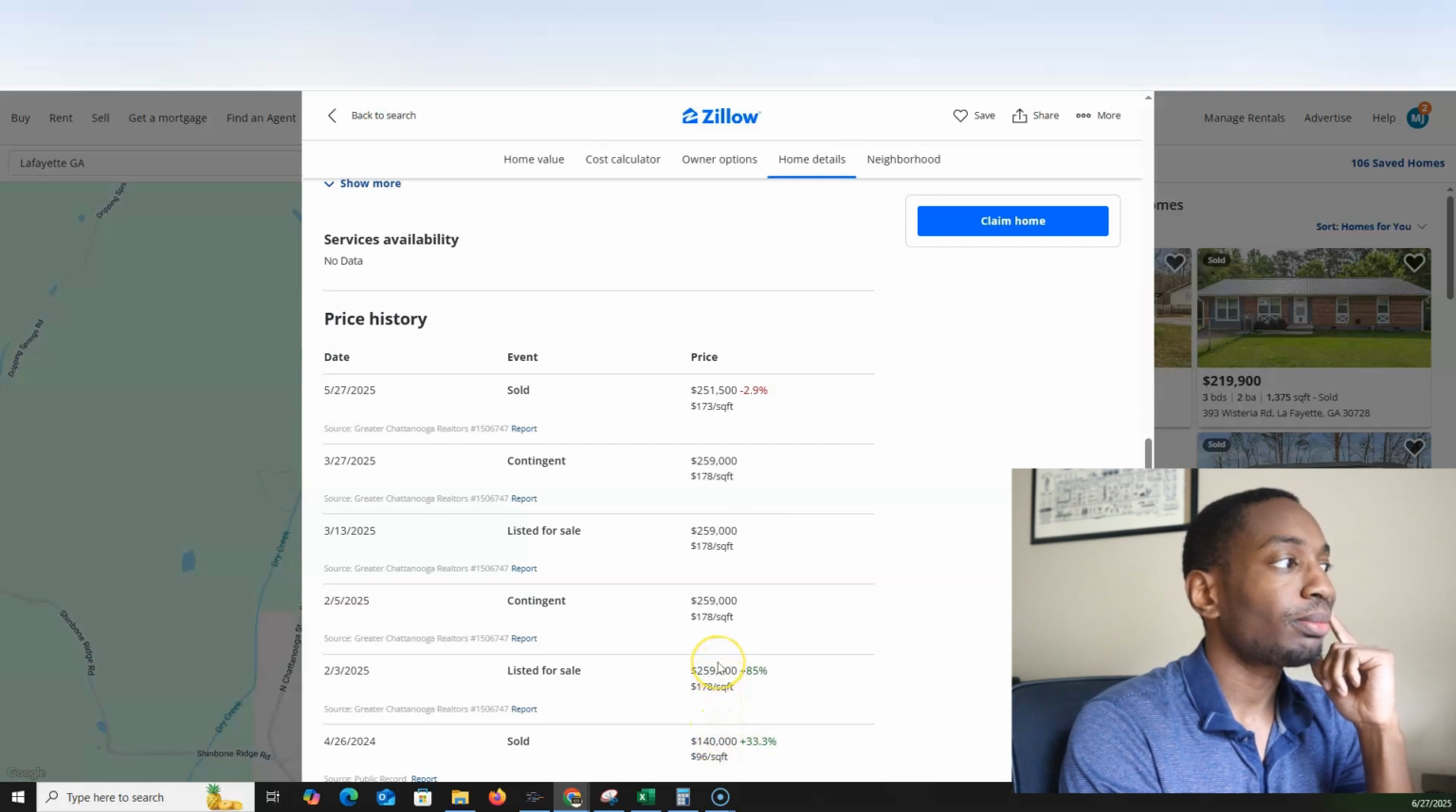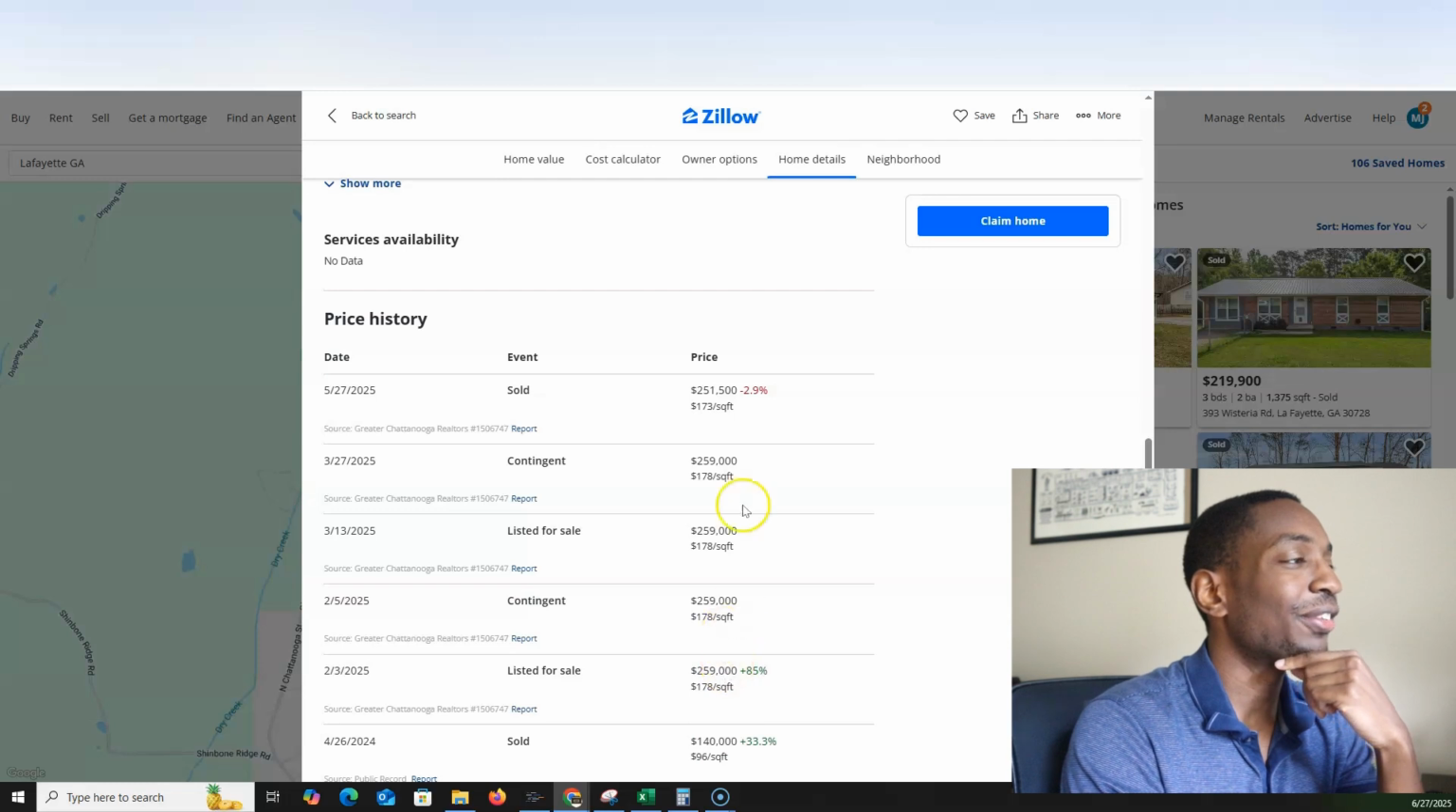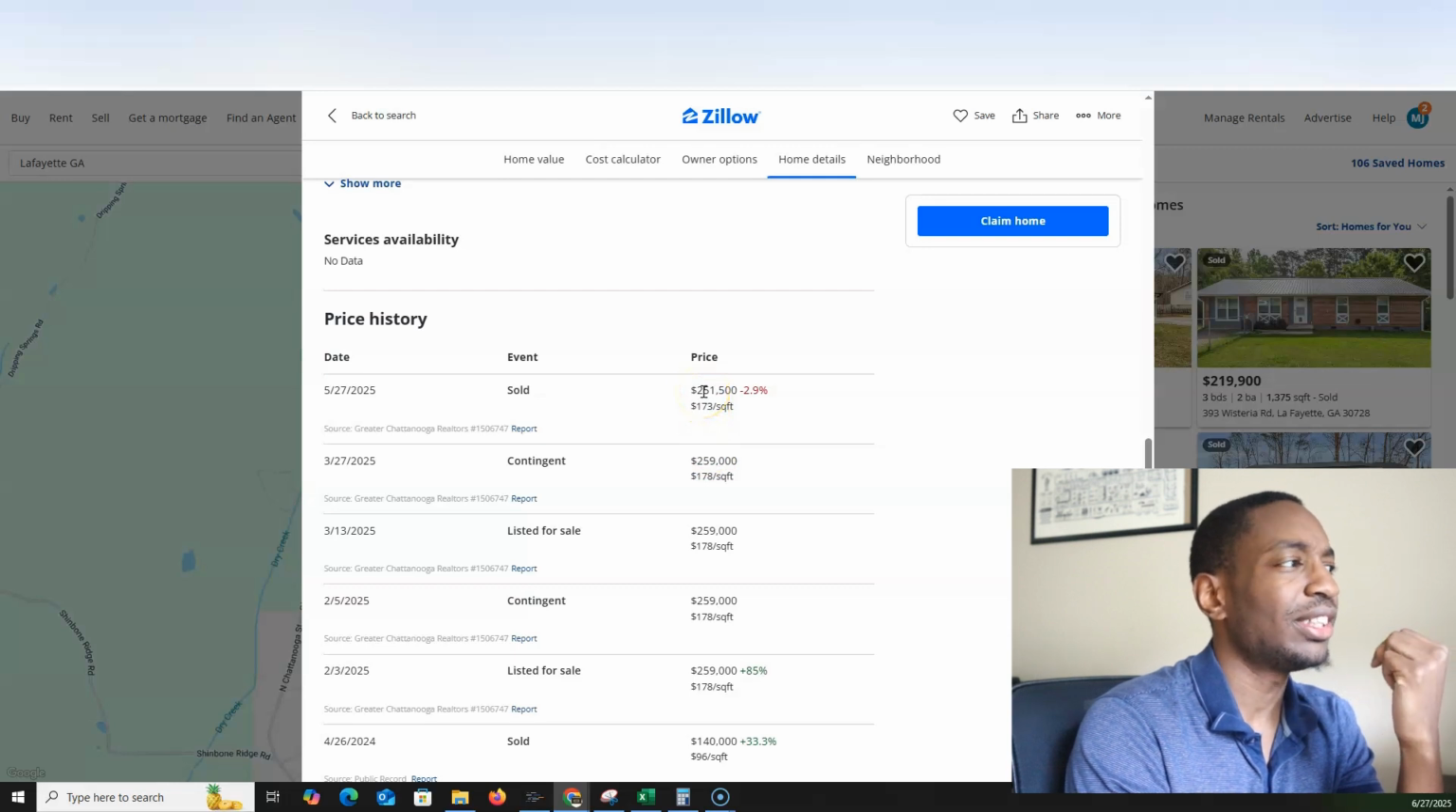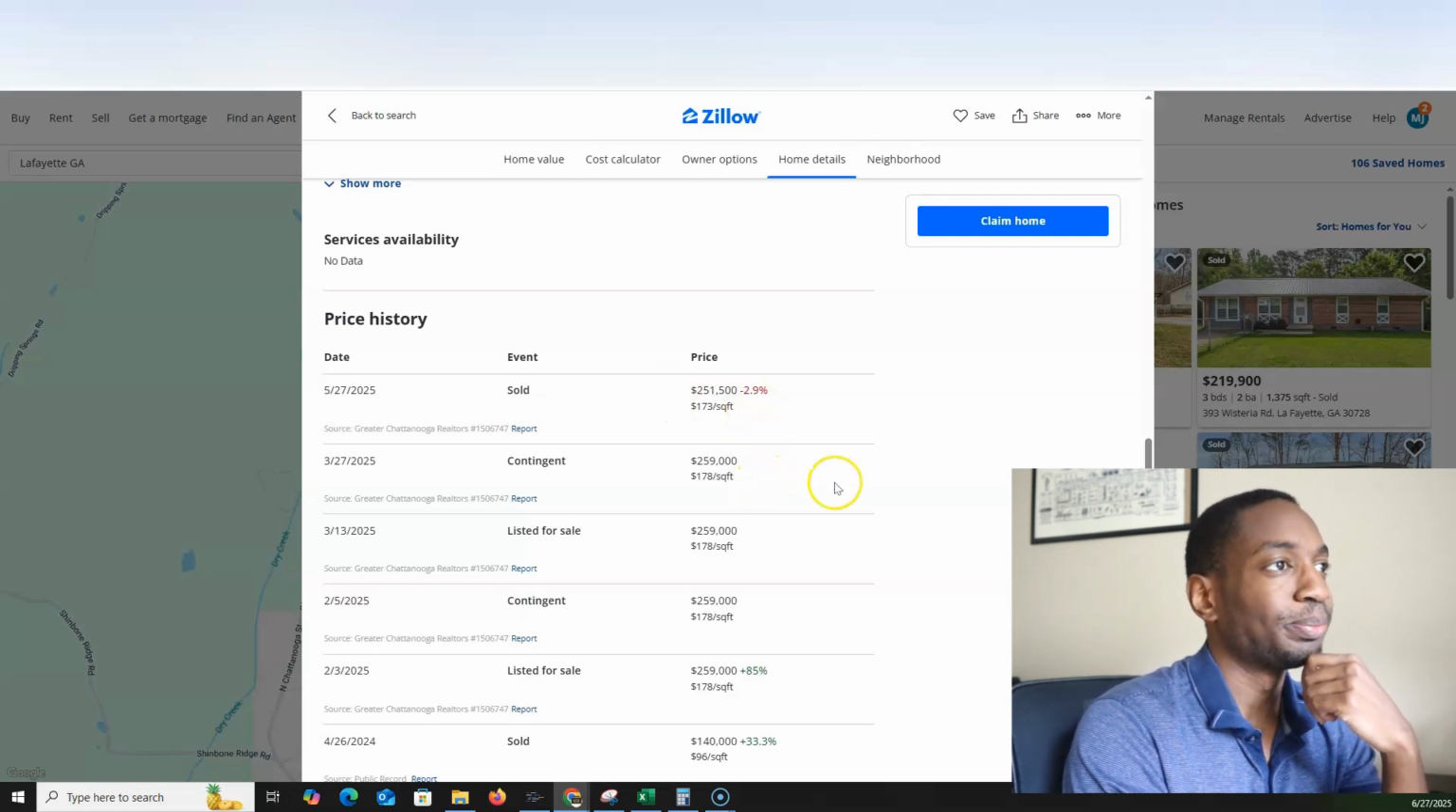for, not that bad. Okay, 3 months actually. It stayed on the market for about 3 months, and then it went on the contract after about 2 months, and then it actually sold after 2 months. So that's 4 months total. Almost 4 months. Yeah, almost 4 months. So 251.